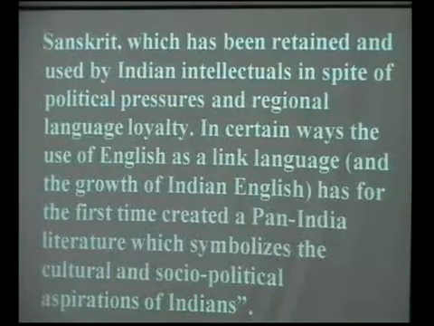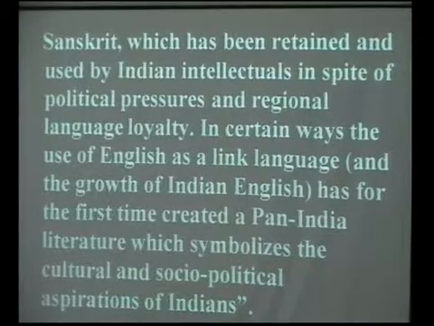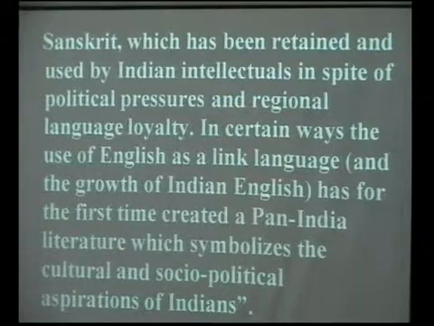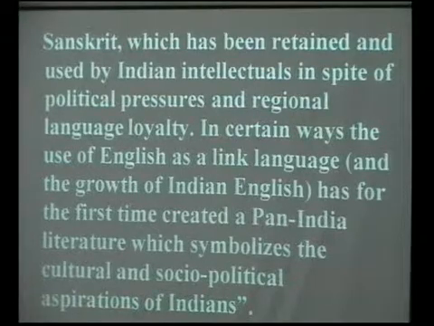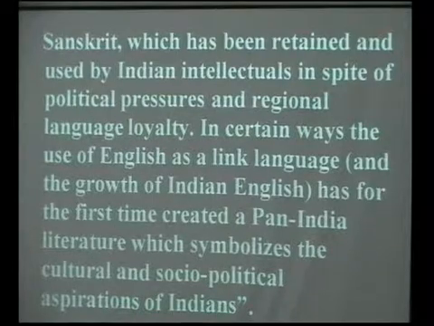In certain ways, the use of English as a link language and the growth of Indian English writing has for the first time created a pan-India literature which symbolizes the cultural and socio-political aspirations of Indians. So, what we have here is the importance of Indian English literature, no doubt, but also the importance of the English language to the average Indian.